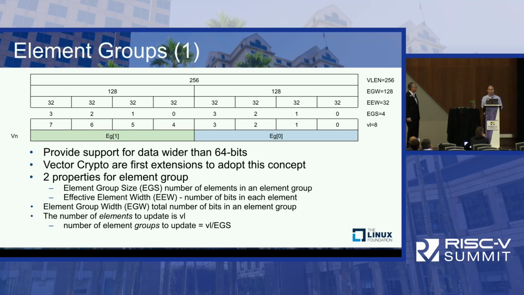The vector length here, so in a 256-bit register, we're operating on two 128-bit values. And on the bottom, I have element group 0 and then element group 1. The number of element groups to update is VL, vector length, divided by the element group size. So in this case, VL is 8, and the element group size is 4. So here we're going to be updating two 128-bit results. In this case, we'll do two 128-bit encryption steps, for example.